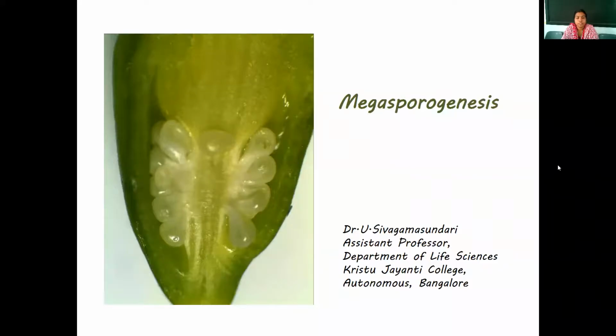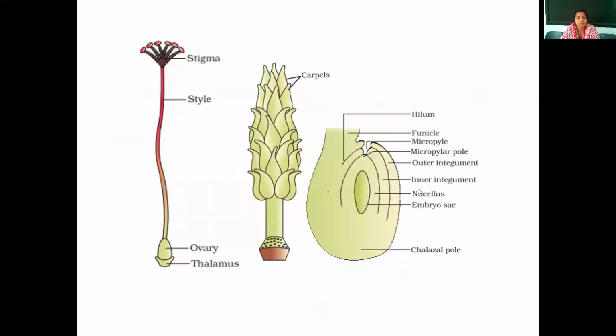Dear students, in this video, we are going to discuss megasporogenesis, how the female gametophyte of an angiospermic flower forms, what the types of ovules are, and what structures are present inside the ovule. If you take a flower, the female gametophyte is represented by the stigma, style, and the ovary. Inside the ovary, you have ovules, and these are the carpels.